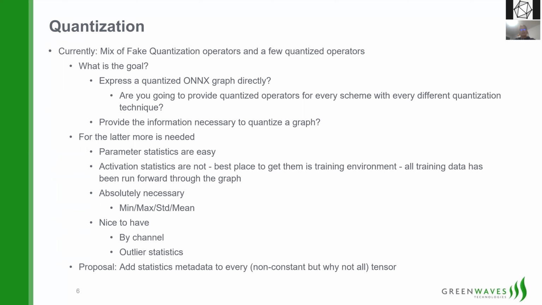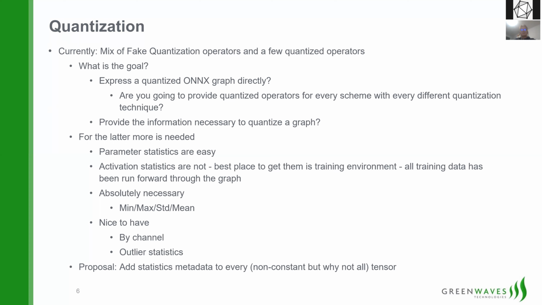It would be really nice to get standard deviation and mean information, and with that we would be very happy and would be able to map onto our existing quantized operators. It would be nice to have some more statistics, particularly having the min-max, standard deviation and mean by channel, and also potentially adding some outlier statistics in terms of weak and strong outliers. Those would help us do a better job in terms of the quantization.